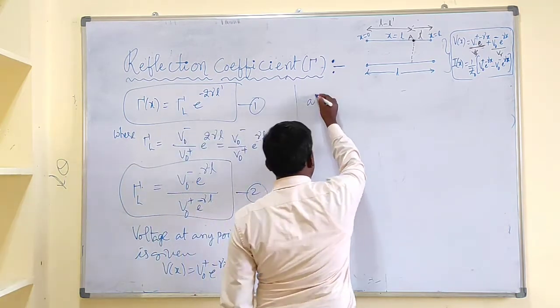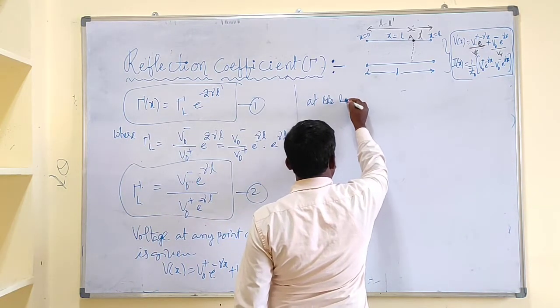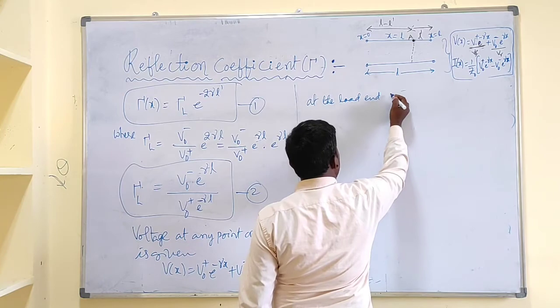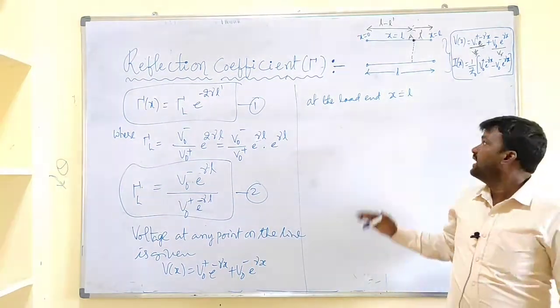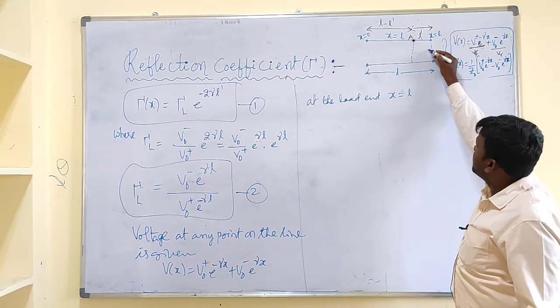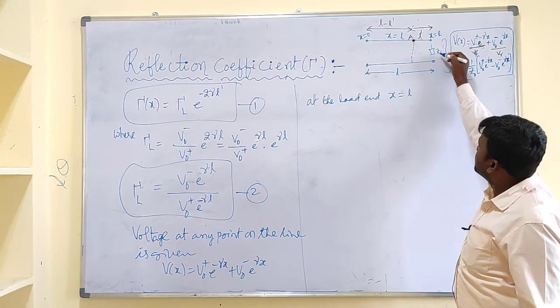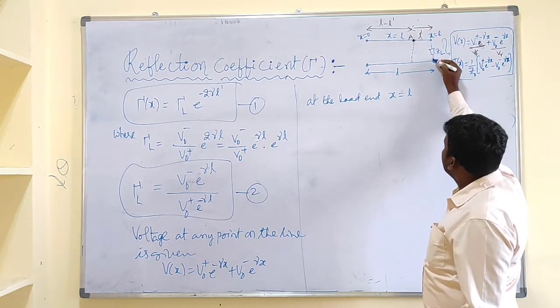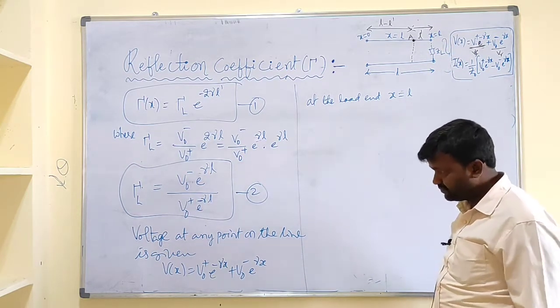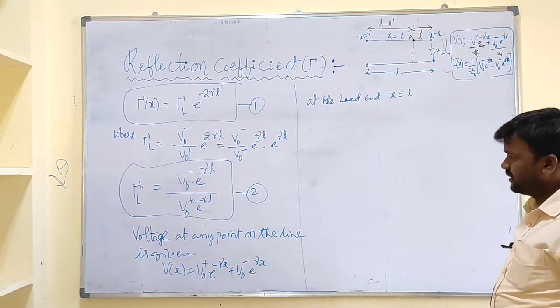At the load end, what is the value of x? x equal to L. At the source end, x equal to 0. At the load end, x equal to L. This is the load, where we can connect our load of impedance ZL like this. Now at the load end, x equal to L.